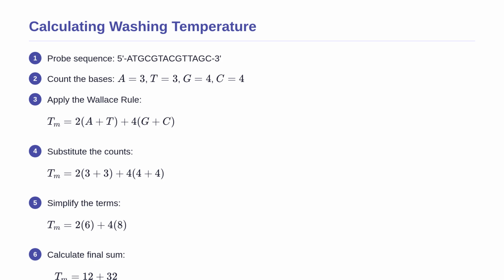Next, we substitute these counted values into the Wallace rule formula. We group the weaker adenine and thymine pairs together, giving us 2 times 6. Then we group the stronger guanine and cytosine pairs together, giving us 4 times 8. Adding 12 and 32 gives us a final calculated melting temperature of 44 degrees Celsius. This means we must wash our dot blot membrane at exactly 44 degrees Celsius, so the perfectly matched probe remains bound while any mismatched probe washes away.